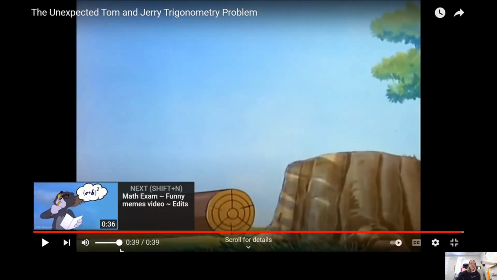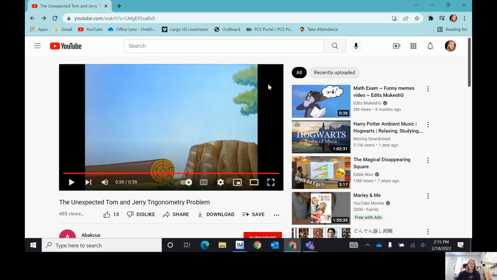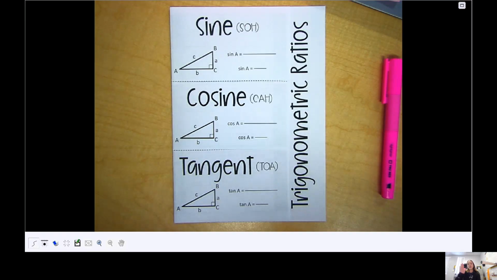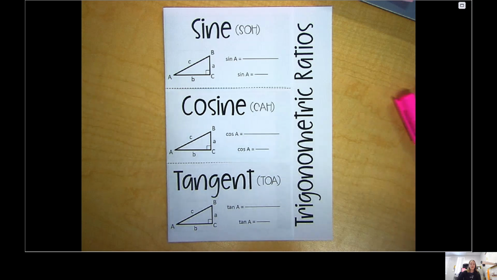Okay, so what this is here is just an example of some trig in the real world. We use trigonometry to help us figure out either the length of the side of something, or we can do it for the angle of, it's called elevation or depression. And so that's kind of what we use trig for.